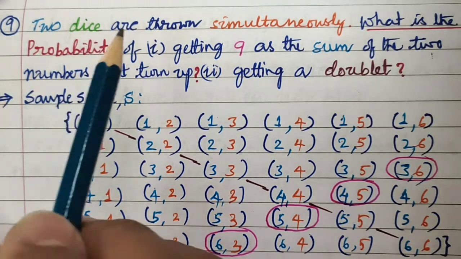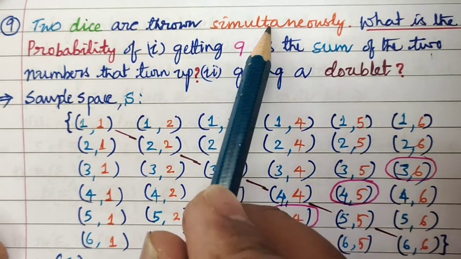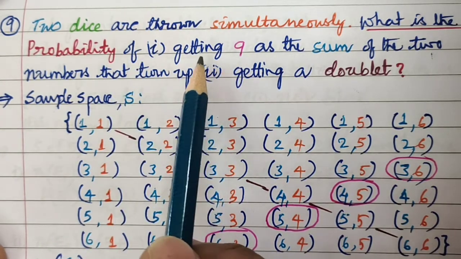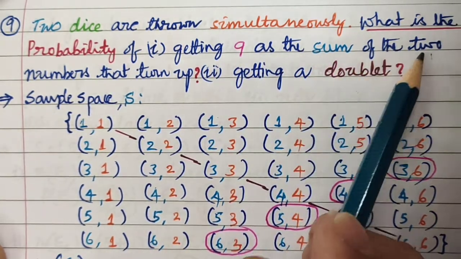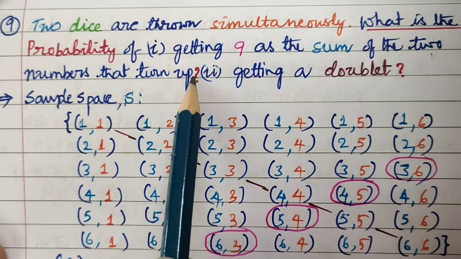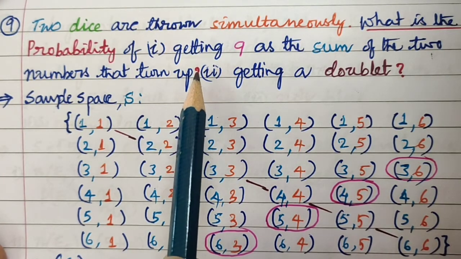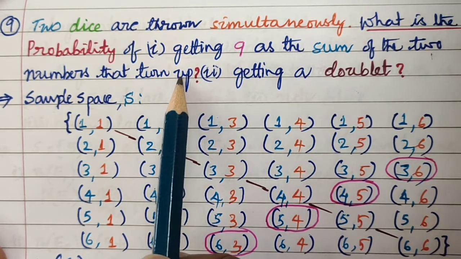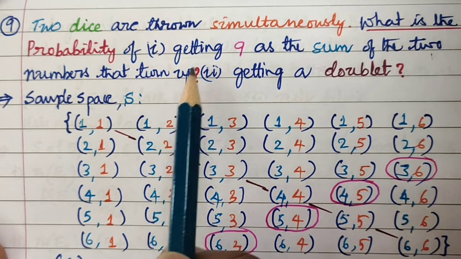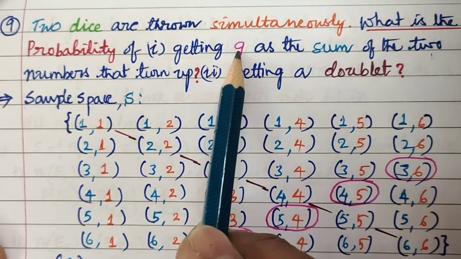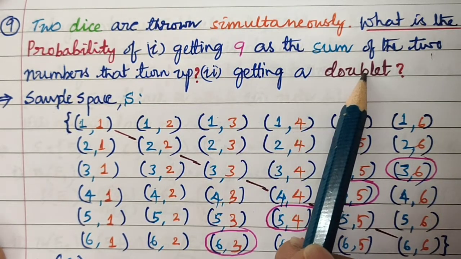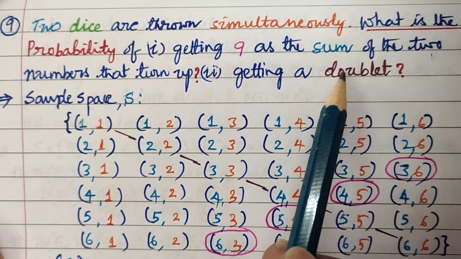2 dice are thrown simultaneously. What is the probability of getting 9 as the sum of the 2 numbers that turn up? When we throw 2 dice, there are going to be 2 numbers turning up. When we add those 2 numbers, what is the probability of the sum of those 2 numbers being 9 and getting a doublet, having the same number on both the dice?